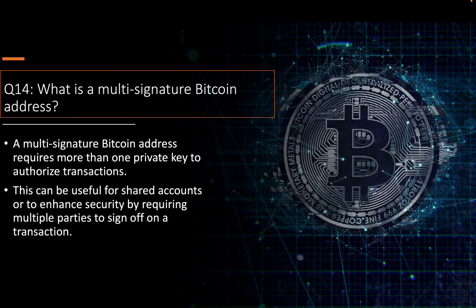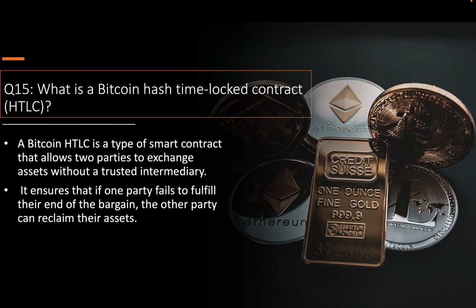Question number 14. What is a multi-signature Bitcoin address? A multi-signature Bitcoin address requires more than one private key to authorize transactions. This can be useful for shared accounts or to enhance security by requiring multiple parties to sign off on a transaction.